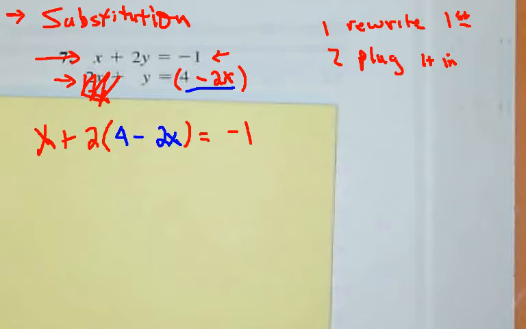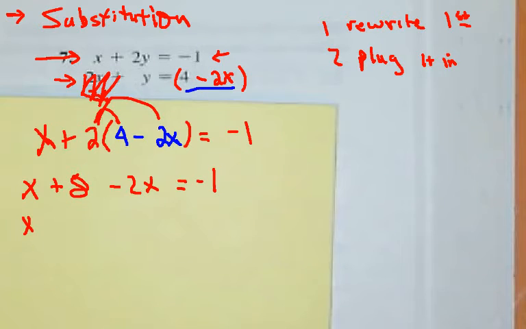Now I have to distribute. So 2 times 4 is 8, and then minus 2 equals negative 1. Now I want to solve it, so I subtract 8. Whoops. So I subtract 8. So that means I have negative 9 on this side.